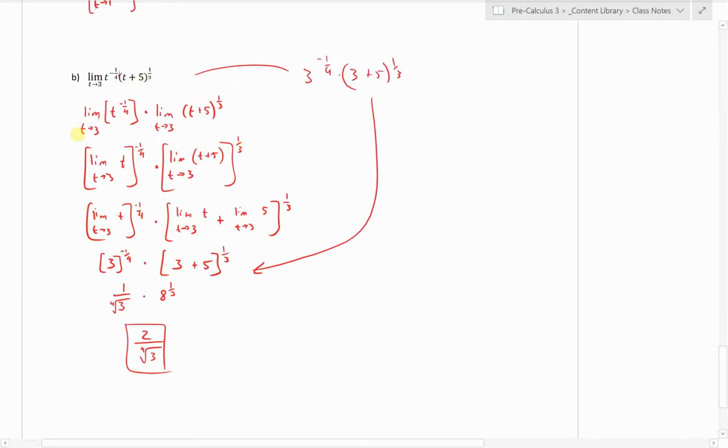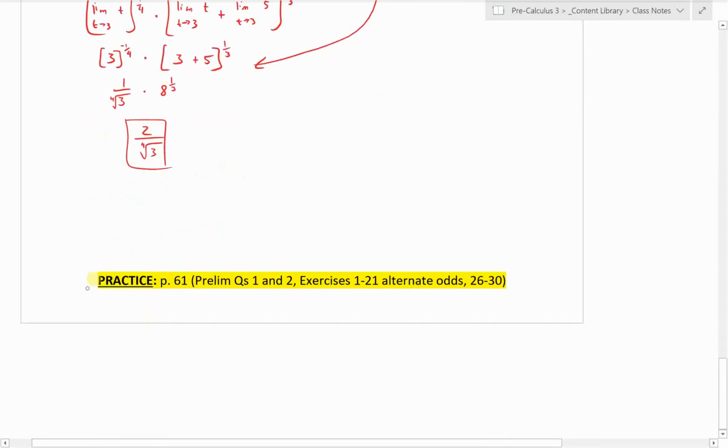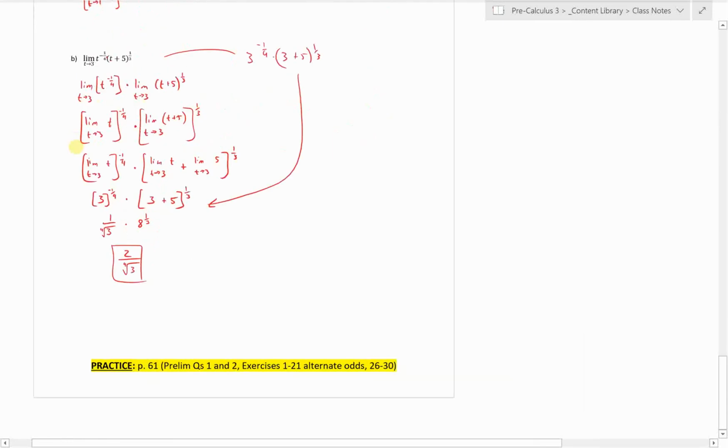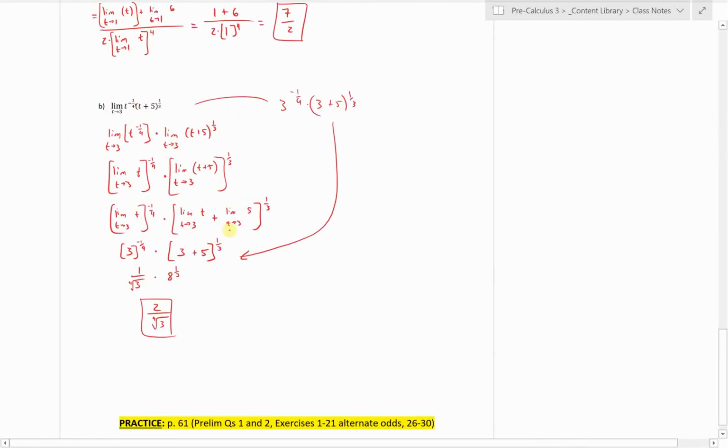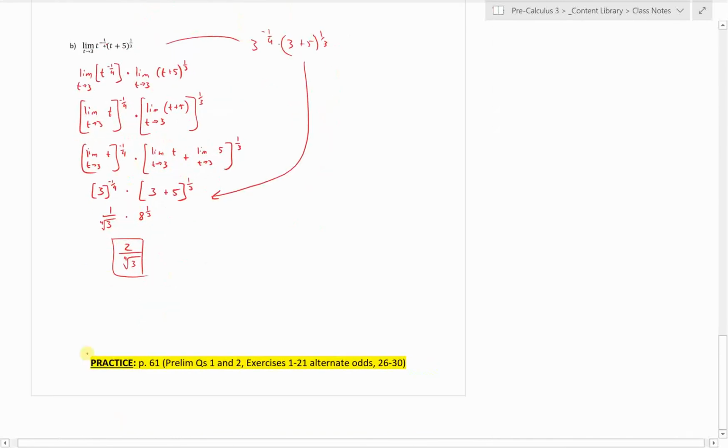But for this section, on the practice, you'll just be practicing splitting complicated functions up into smaller and simpler pieces so that you can evaluate the limits exactly without having to make a table of values. That is exactly what you'll be doing here in this homework assignment right here.